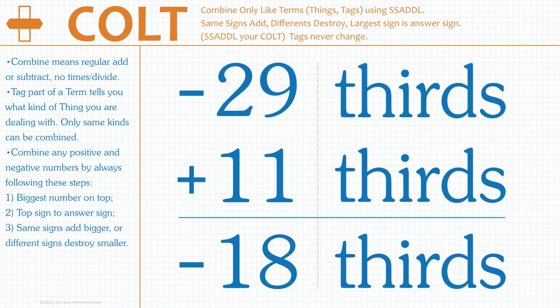Now we get to a weird looking example. Biggest number on top, copy the top sign down to the answer even though we don't know the number yet. Now look at both signs in the problem. They are different. It does not matter which is on top or bottom or what you call them. They look different, so do normal subtraction to get a smaller answer than the top.